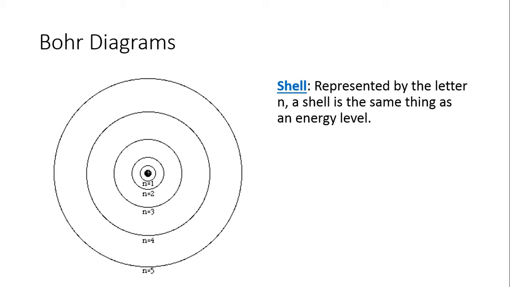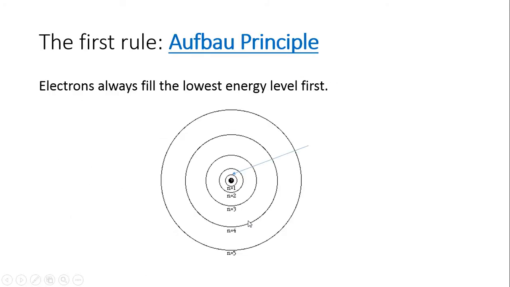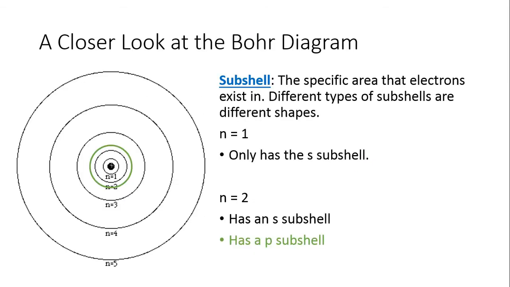You're familiar with Bohr diagrams. Each of these circles represents a shell. A shell is represented by the letter n, and it is an energy level. So this is our first energy level, our second energy level, our third energy level, and so on. The first rule is called the Aufbau principle. Electrons always fill the lowest energy level first. So they always start closest to the nucleus at our lowest energy level, and once that fills up, they expand outward. Once each energy level fills, they go to the next energy level.